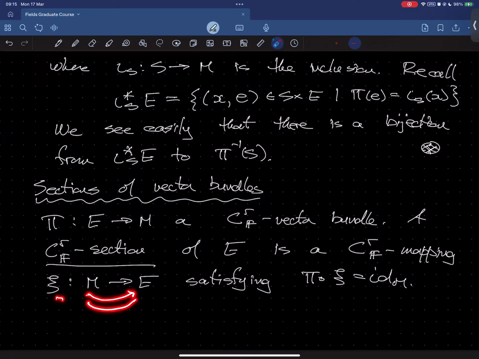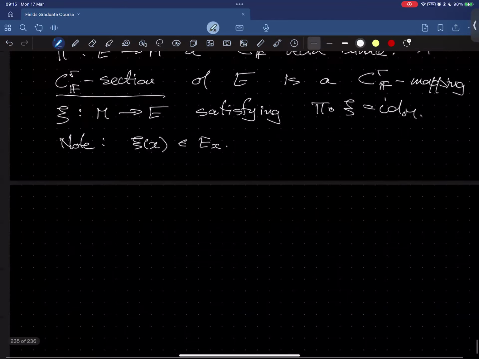Okay, and so what it says is that the projection sends me back to the same point I started with. So what this means functionally is that a CR section takes a point in M and maps me to the fiber over that point. That's the sort of maybe slightly more geometric way of thinking about what the definition is.